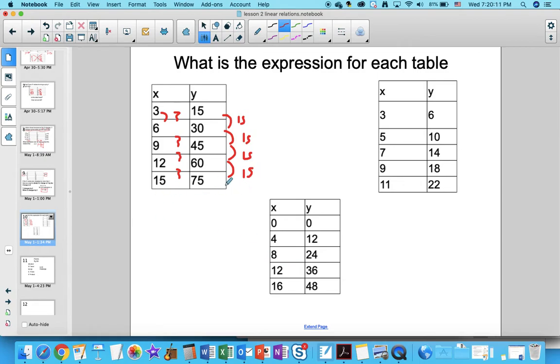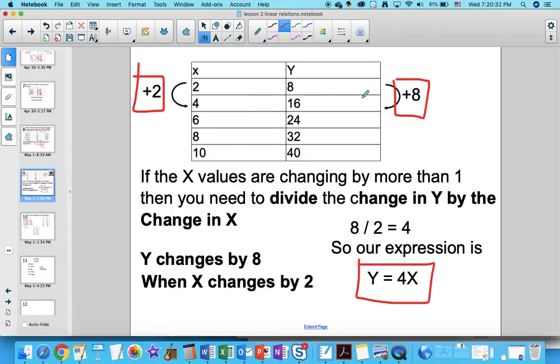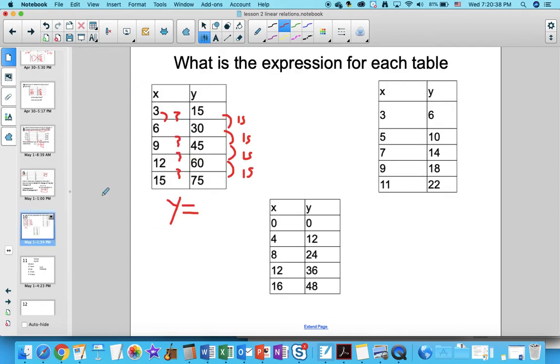Okay, so now we know that it's linear, right? Because as this is changing by the same amount, right? Every time this goes up by 3, this goes up by 15. Well, what would the expression be? Y equals what? Well, if we go back to the previous slide, you take the change in y and you divide it by the change in x. The change in y is 15. The change in x is 3. So I could go 15 divided by 3, which would give me 5. So I take that 5 and I put that there. Y equals 5x. Am I right?